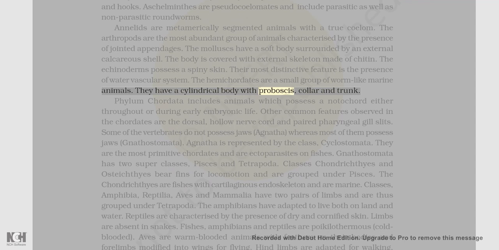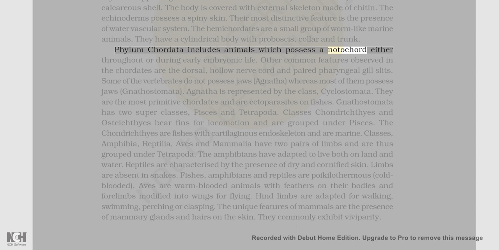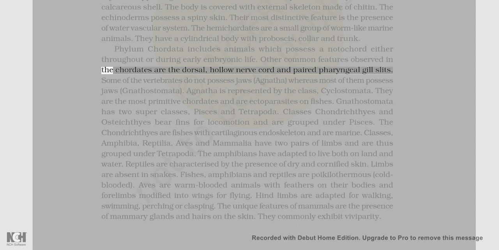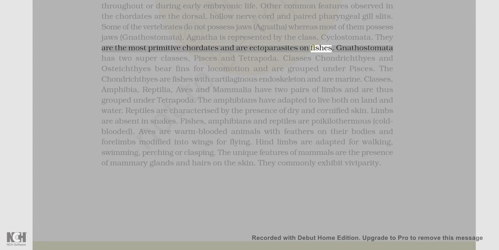Phylum Chordata includes animals which possess a notochord either throughout or during early embryonic life. Other common features observed in the chordates are the dorsal, hollow nerve cord and paired pharyngeal gill slits. Some of the vertebrates do not possess jaws, Agnatha, whereas most of them possess jaws, Gnathostomata. Agnatha is represented by the class Cyclostomata. They are the most primitive chordates and are ectoparasites on fishes. Gnathostomata has two superclasses, Pisces and Tetrapoda.